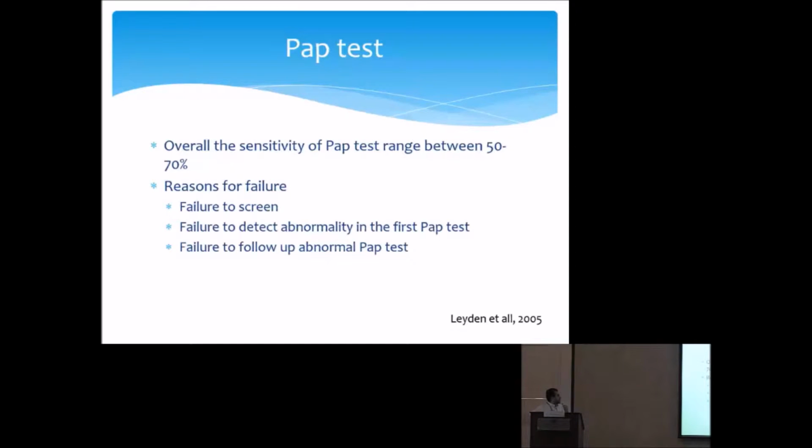Overall, the sensitivity of the pap test ranges between 50 and 70%. Reasons for failure are failure to screen, failure to detect abnormality in the first pap test, or failure to follow up an abnormal pap test.